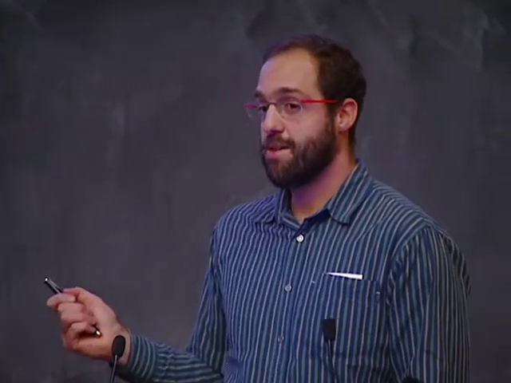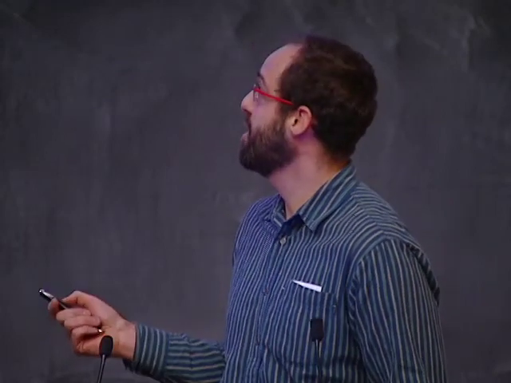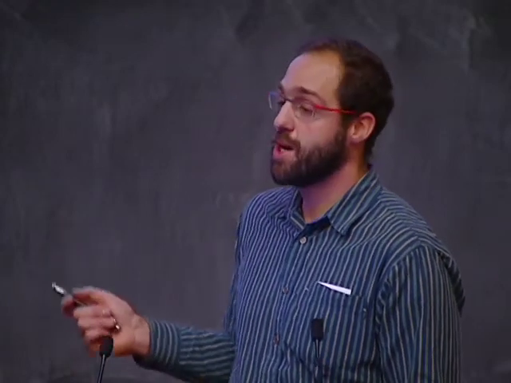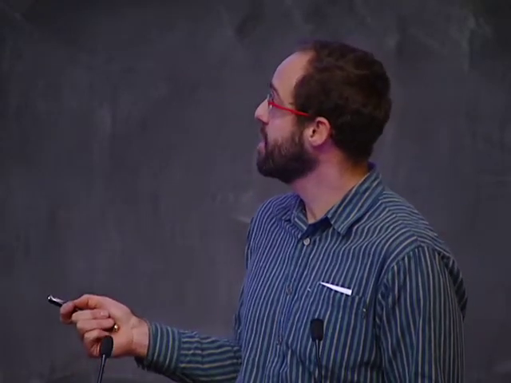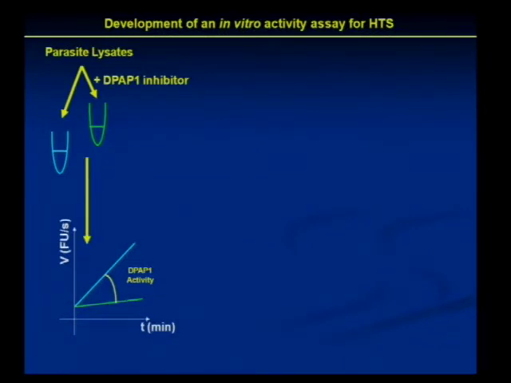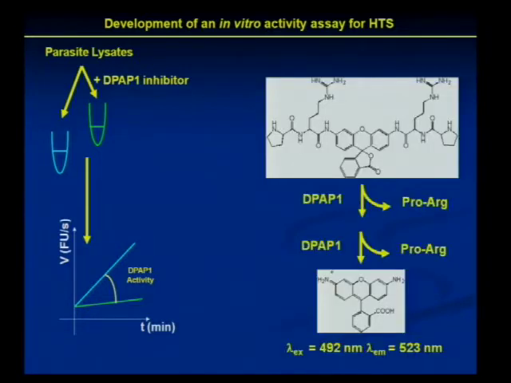The problem is that we didn't have any recombinant DPAP1, and I didn't want to spend months in the cold room trying to purify enough DPAP1 to actually do a high-throughput screening. But we are after DPAP1 inhibitors, so our approach was to find a substrate that gets turned over fairly well in parasite lysates, but gets very little turnover if we inhibit DPAP1 with an inhibitor. We knew from our specificity studies that a proline followed by an arginine makes a really good substrate for DPAPs. And then we designed this substrate with a rhodamine group, especially to do the high-throughput screening.